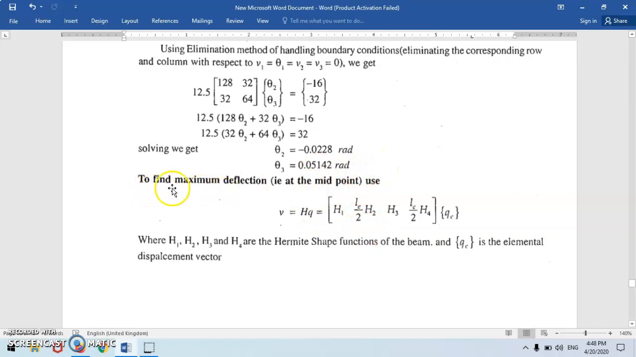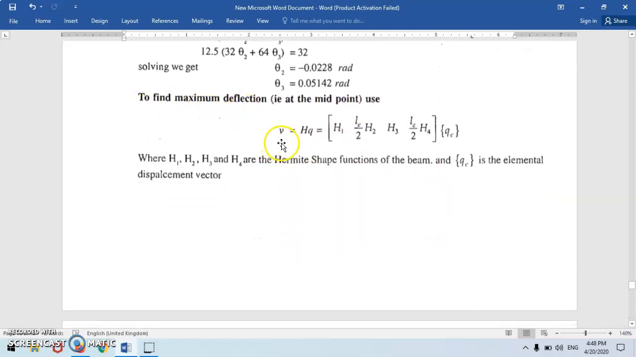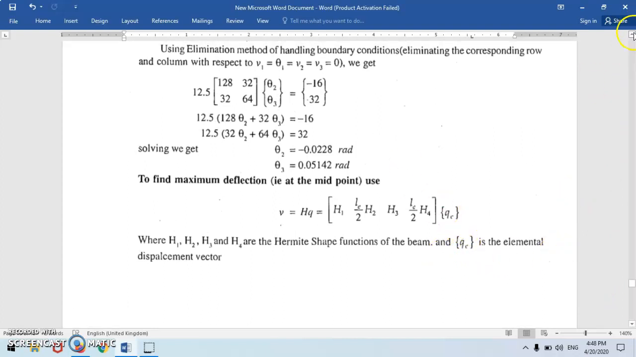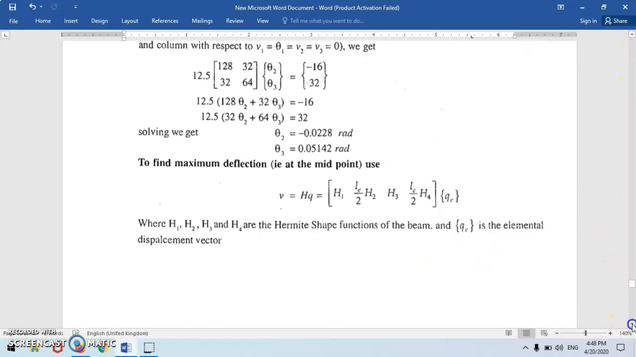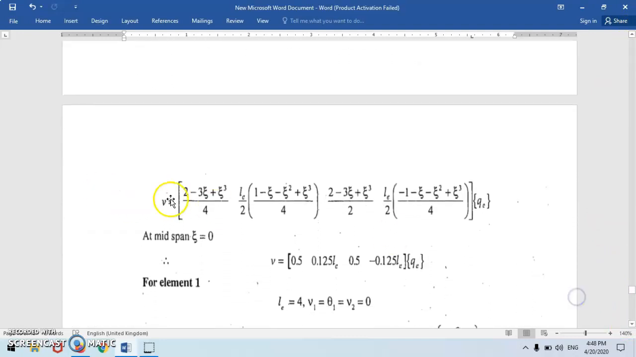What is asked in the question is to find the deflection at the midpoint. At the midpoint, what is zeta? Zeta is 0. So you need to find the deflection. Deflection is H into Q. What is H? H is the Hermite shape function. What is Q? Q is nothing but the global displacement vector. Now we will be finding out what V is. V is given by the shape functions which we have written here.